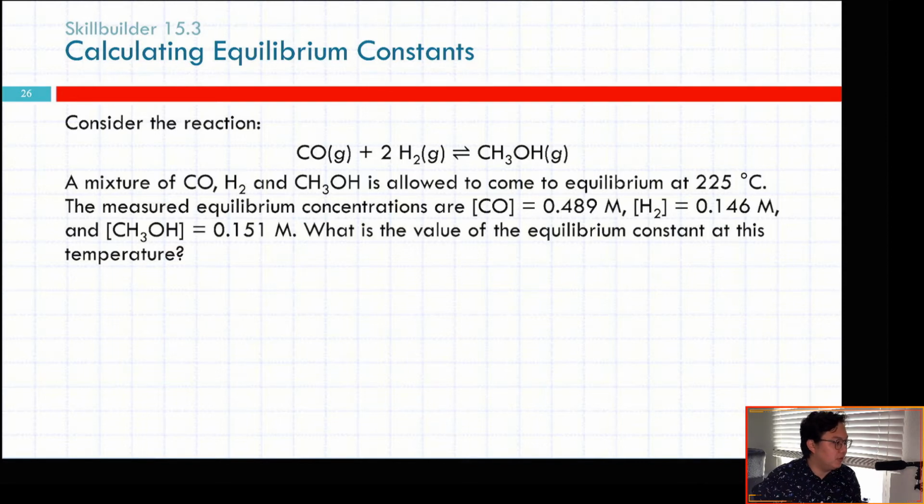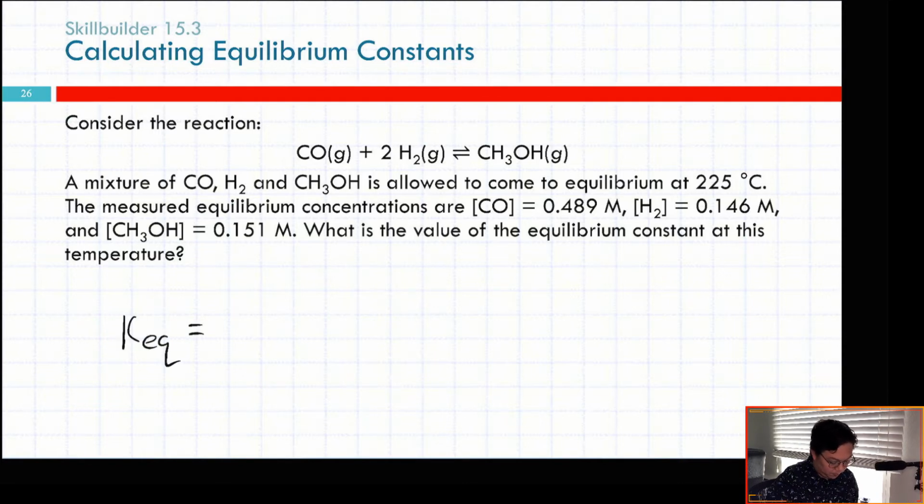So if we've got a mixture of carbon monoxide and hydrogen. Okay, so we've got a mixture of carbon monoxide, hydrogen, and methanol that's allowed to come to equilibrium at 225 degrees C. The measured equilibrium concentrations are 0.489, 0.146, and 0.151. What is the value of the equilibrium constant at this temperature? Again, this is just like that other problem.